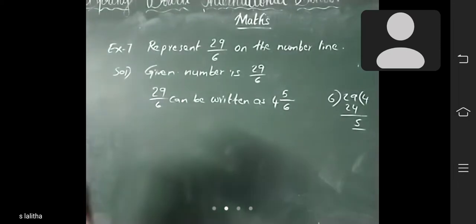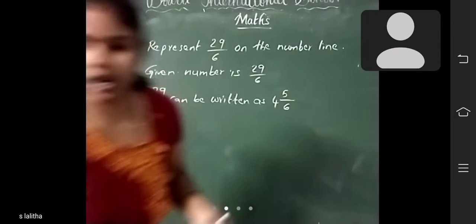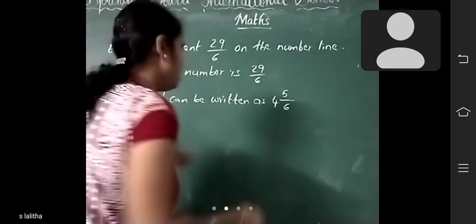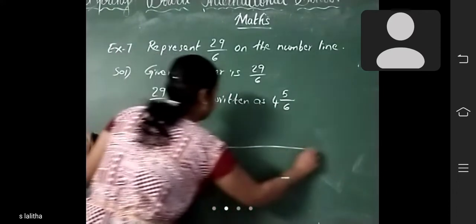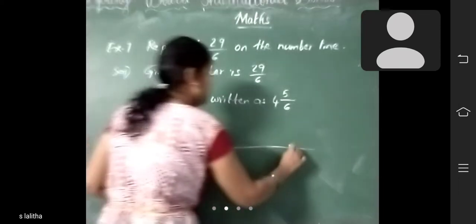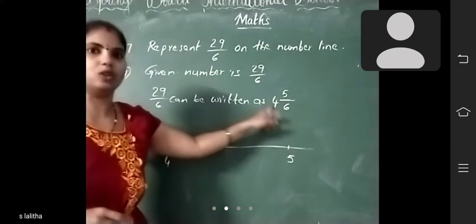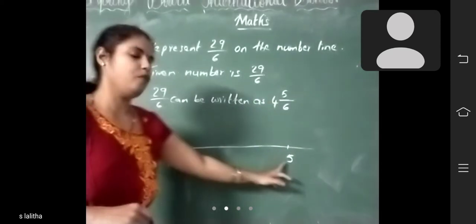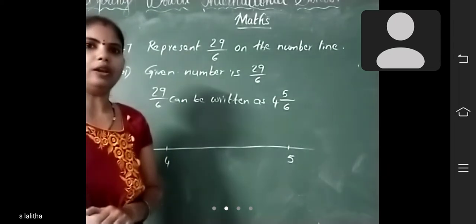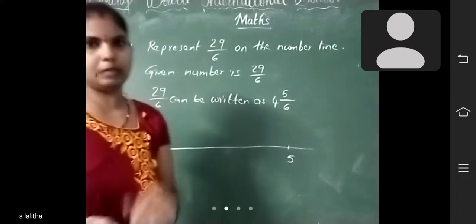Okay. So it lies between, what is the whole number here? 4. The whole number is 4. So it lies between 4 and 5. What is the denominator here? 6. So you should divide between 4 to 5 into 6 parts.